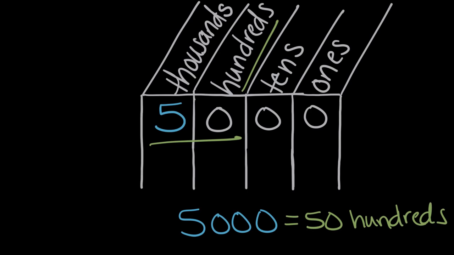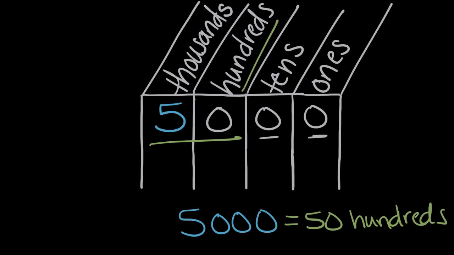And we don't have to include these last zeros on the end, because just like thousands implied 3 zeros, by saying hundreds, we've essentially implied that these 2 zeros are there. So 5 thousands is equal to 50 hundreds.